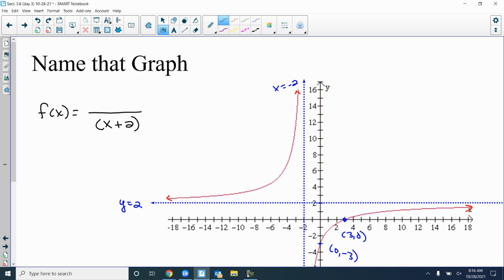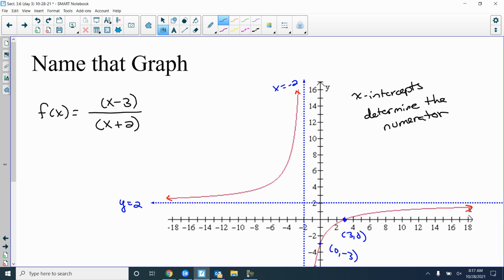What determines the numerator? X-intercepts. Good. And people tend to forget that one. So I'm going to put a mental note: x-intercepts determine the numerator. And the x-intercept in this case is +3. So what does that mean in the numerator? X minus 3. Okay.